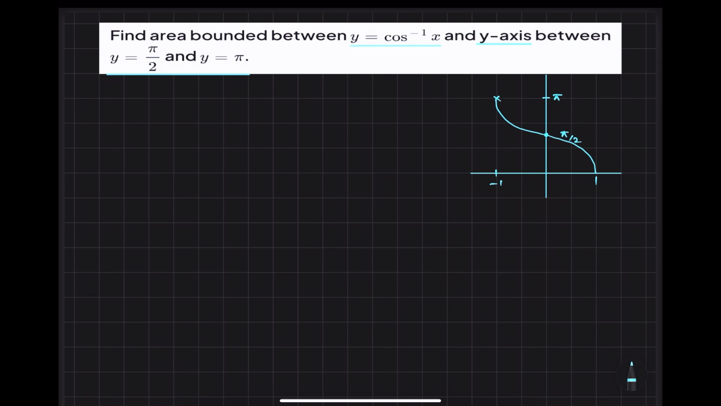Now the y-axis is there and then you have to plot y equals pi by 2. So y equals pi by 2 is this. Look at this, your y equals pi by 2. Done. And then we have y equals pi. So this is y equals pi. So technically you have to find out this area. Okay, I hope you understood the question and which part we have to focus on.